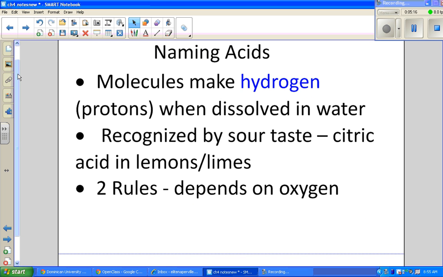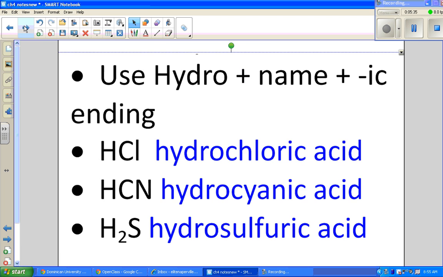Alright, the last section is naming acids. There's an easy part and a hard part to this. But just in general, you should know that acids are molecules that make hydrogen or protons when you dissolve them in water. You recognize them by a sour taste, like lemons and limes. And there are 2 rules that depend on oxygen.